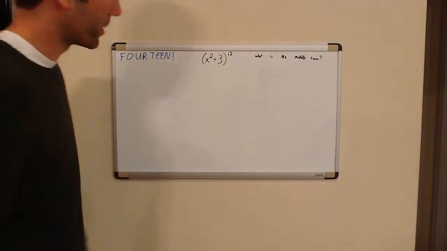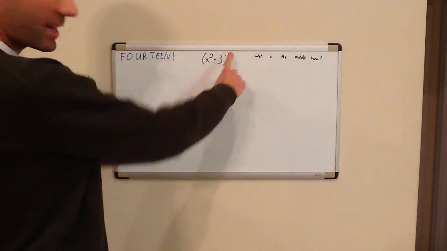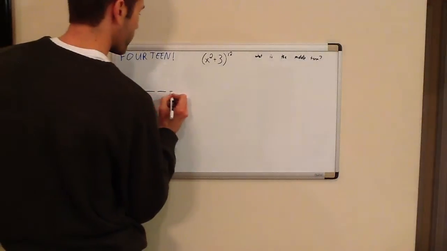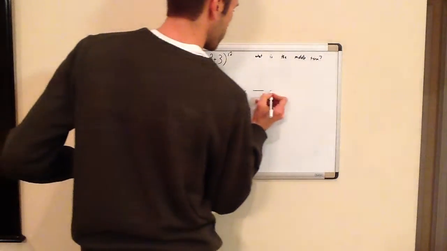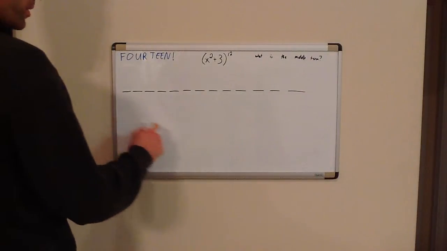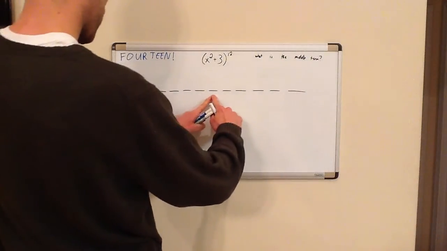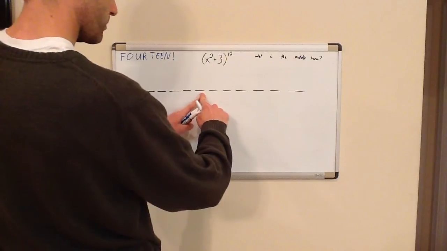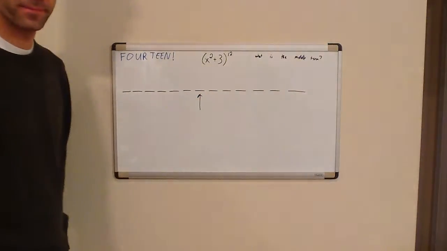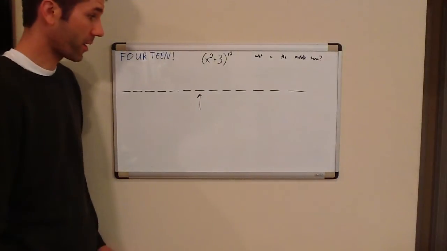What is the middle term? Where we're going to have 13 terms. We're not going to write them all down. 1, 2, 3, 4, 5, 6, 7, 8, 9, 10, 11, 12, 13 terms. We want to know the middle term. The middle term would be the 7th one. Yep. This is the one we care about.